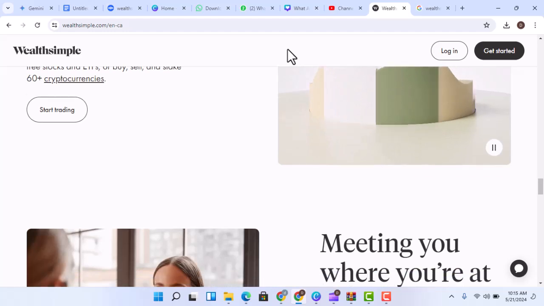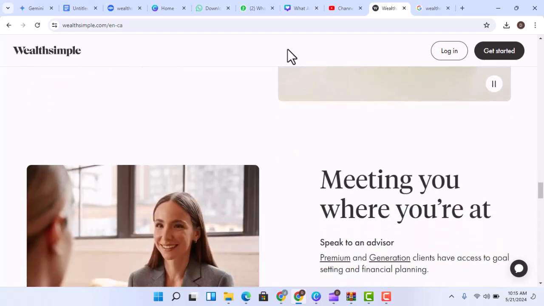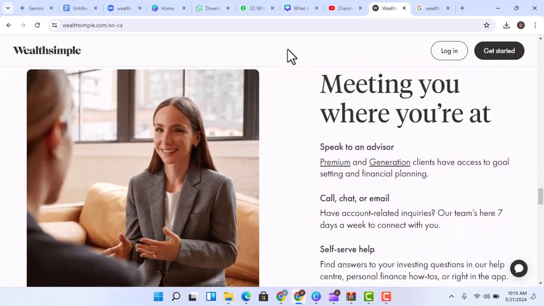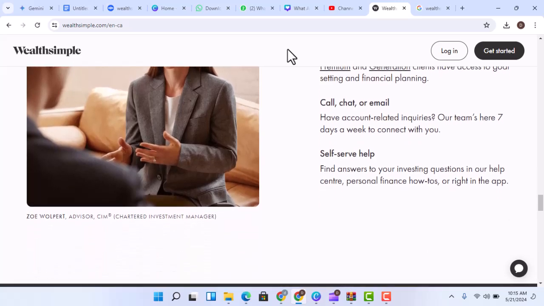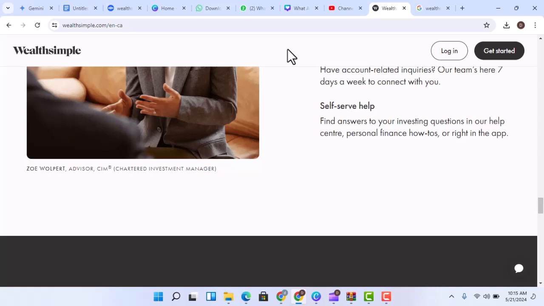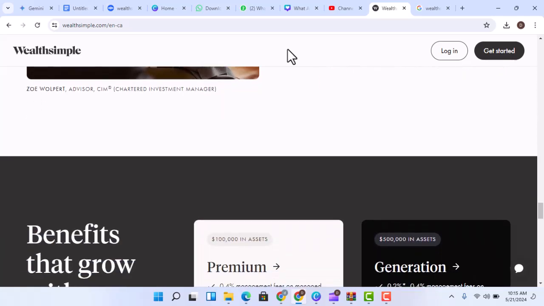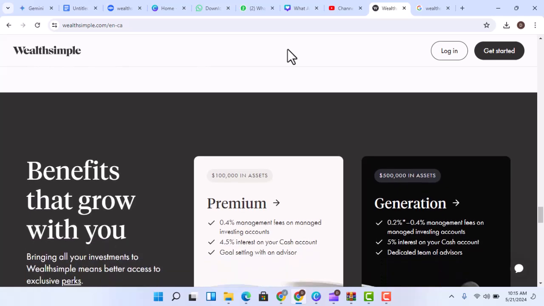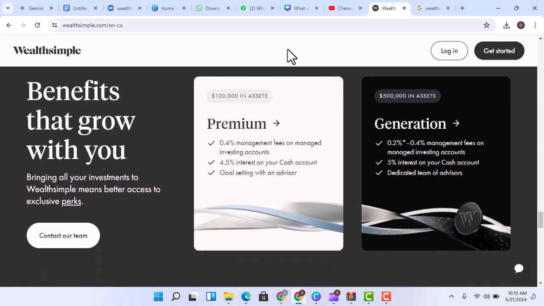Additional considerations. Beyond fees, here are a few other factors to consider when choosing an investment platform. Customer service. How responsive and helpful is Wealthsimple's customer support? Security. How does Wealthsimple protect your investments and personal information? Available investments. Does Wealthsimple offer a wide range of investment options, including stocks, bonds, ETFs, and mutual funds?